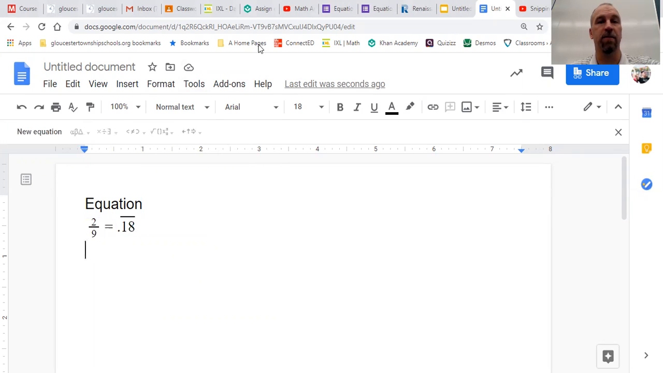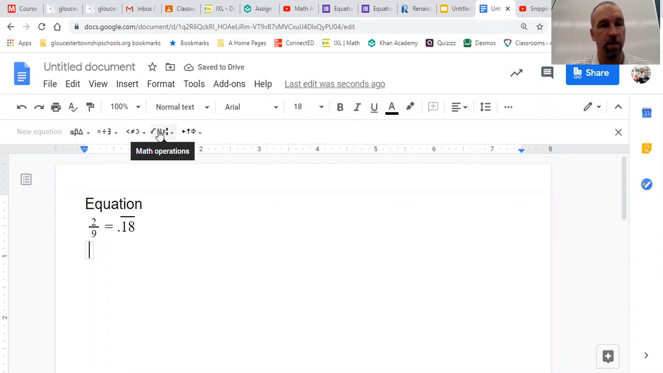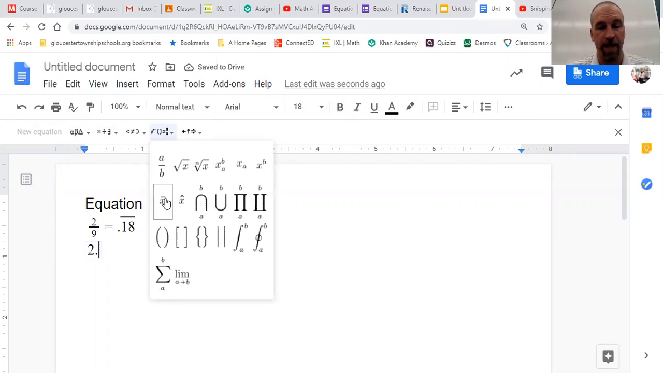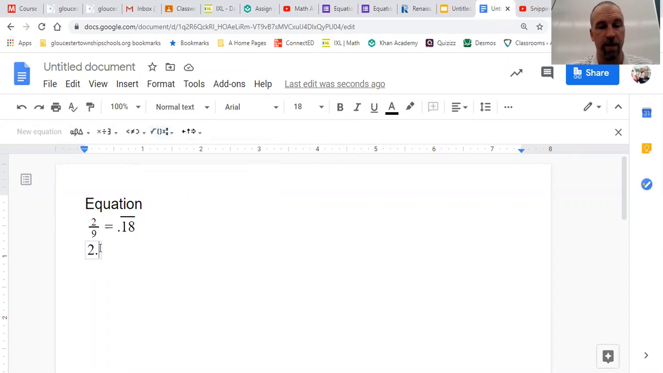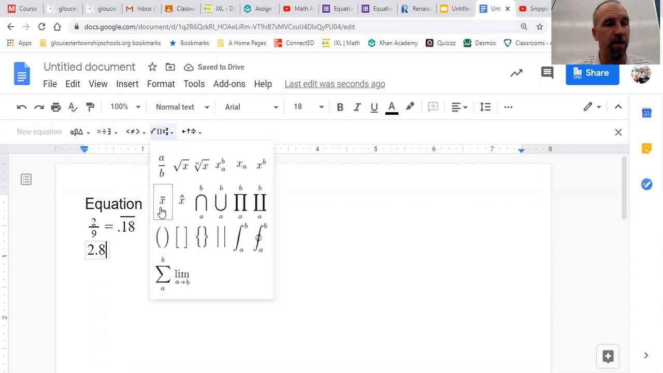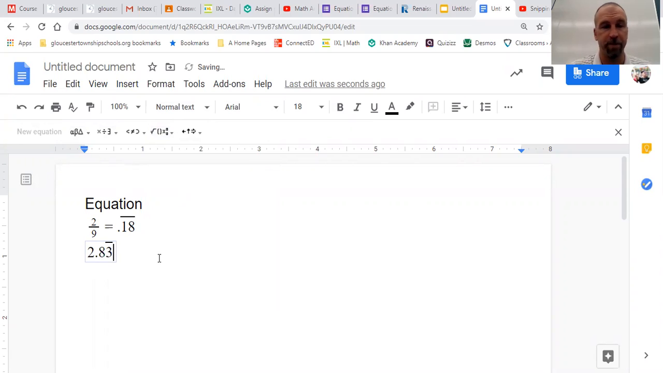Or what if I have the repeating decimal? Let's say I'm going to type a new equation, you can click new equation. My repeating decimal is 2.83 repeating, where the only thing repeating is the 3. Well, that's a mixed number, first of all, because the whole number is 2. So I need a whole number 2, and then a fraction. And the fraction, if you work it out, is going to be 5 over 6. So I take my fraction tool, and 5 and 6.